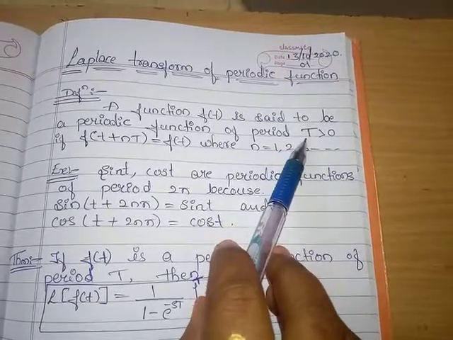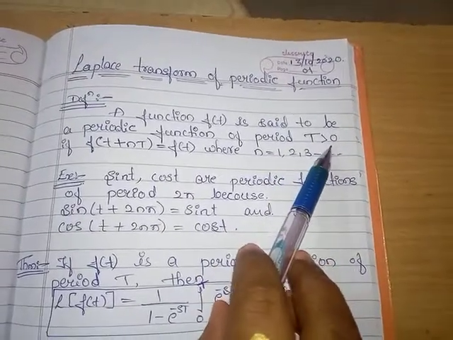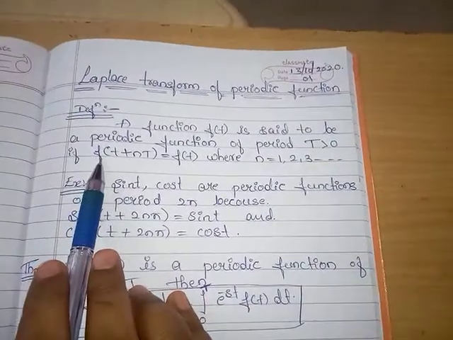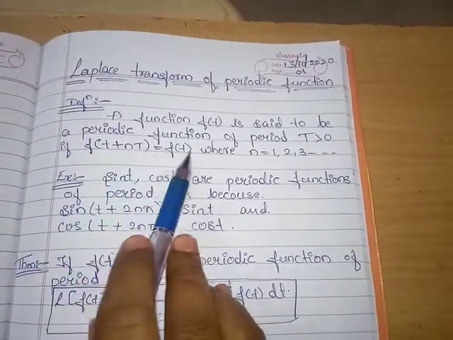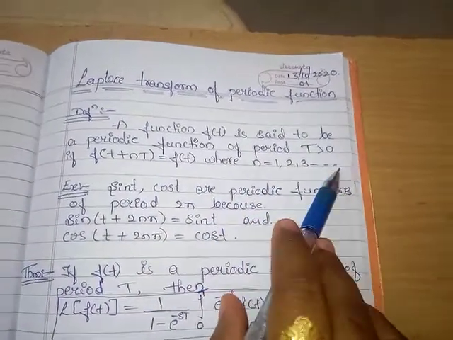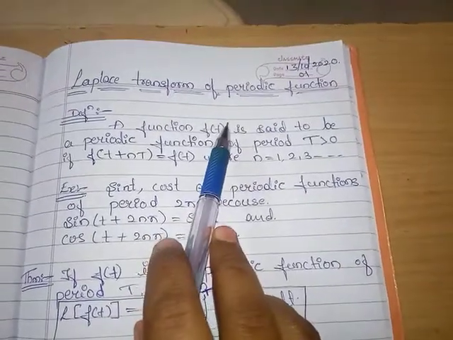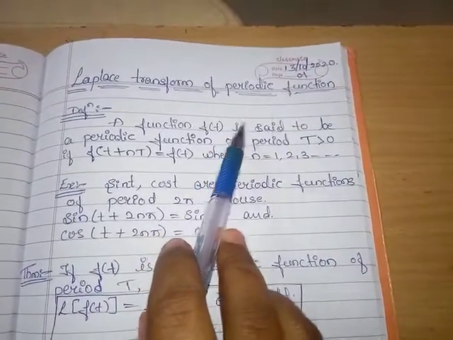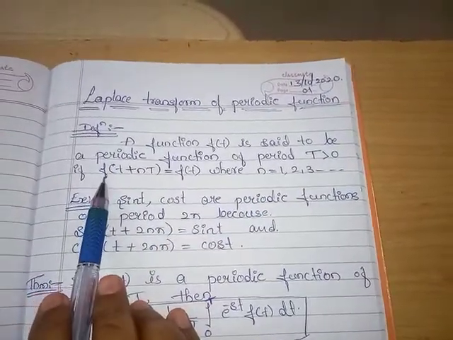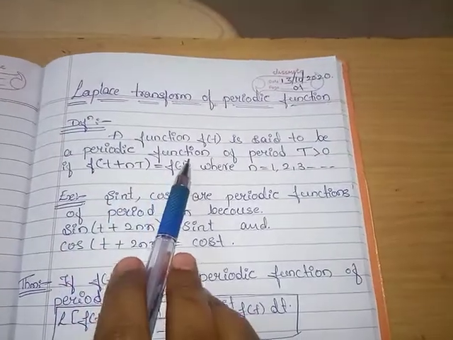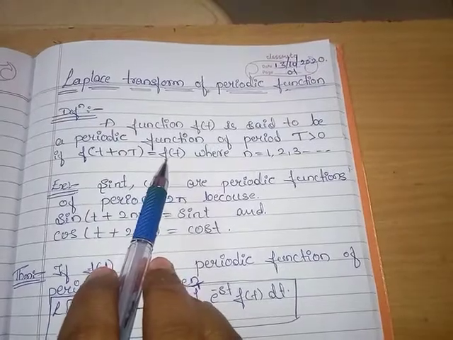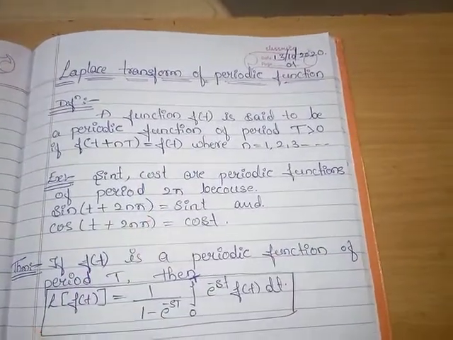Here we are taking the period as T, which is greater than 0, means T must be greater than 0, if f of t plus nT is equal to f of t, where n is running from 1, 2, 3 and so on. Means the function f of t is periodic only when f of t plus nT is equal to f of t. This condition should be satisfied for f of t to be a periodic function.